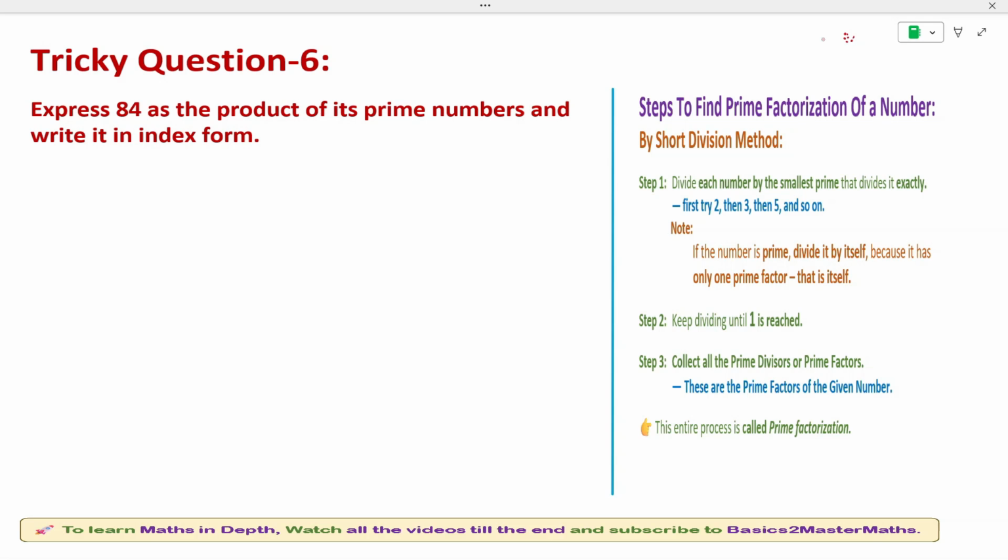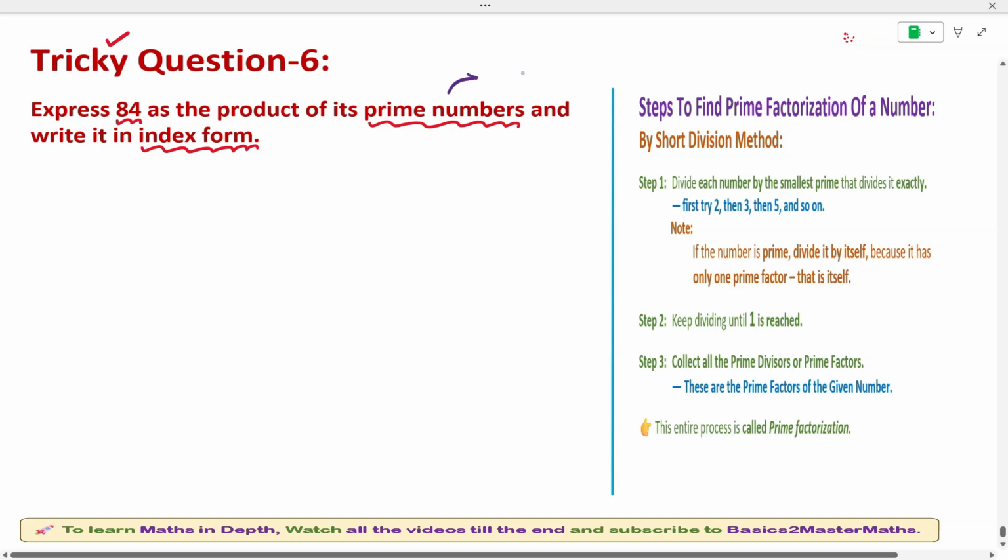Today, we will see another tricky question. Express 84 as the product of its prime numbers and write it in index form. It means that you have to find the prime factorization and express it in index form.